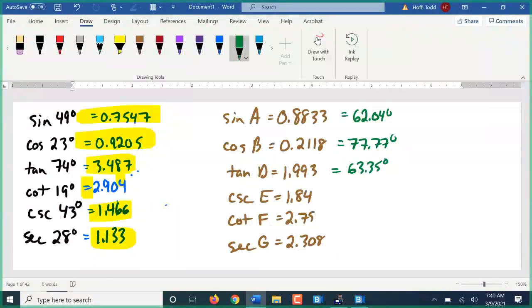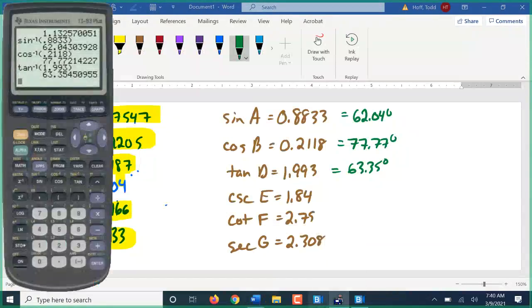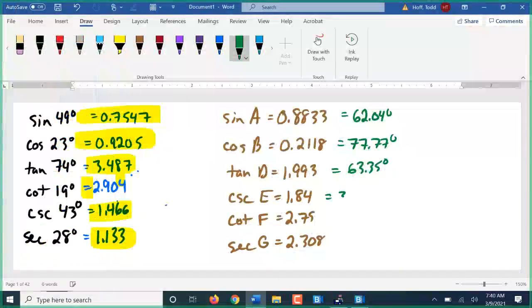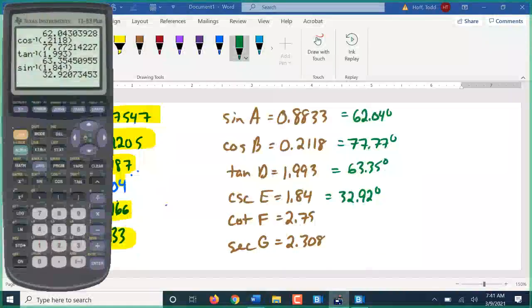So those are the built-in functions of the calculator. The next ones are the ones that we have to adjust. Cosecant, remember, goes with sine again, so it's going to be inverse sine or second sine. We put in the 1.84. Now remember, when we're doing the inverse, the reciprocal goes inside the parentheses. So we do the x negative 1 key first, then we close the parentheses. We get 32.92 degrees. For cotangent, we're going to do the inverse tangent, so second tangent, 2.75, and then hit that reciprocal key, 19.98 degrees.